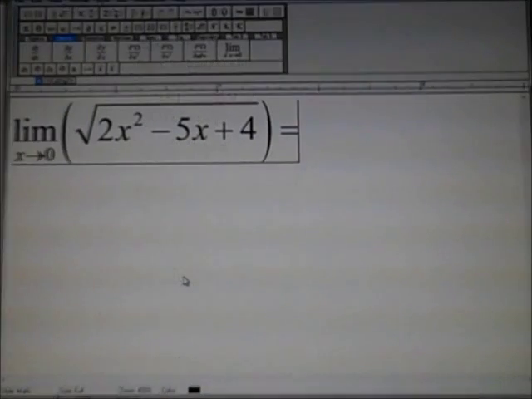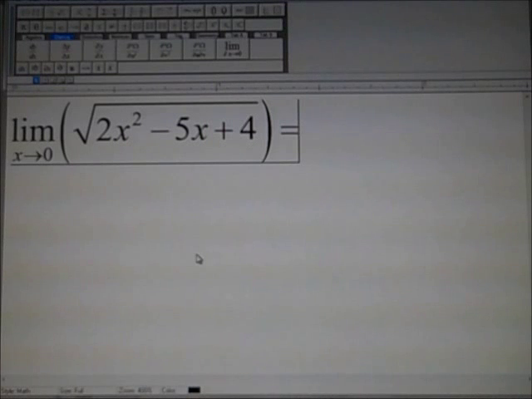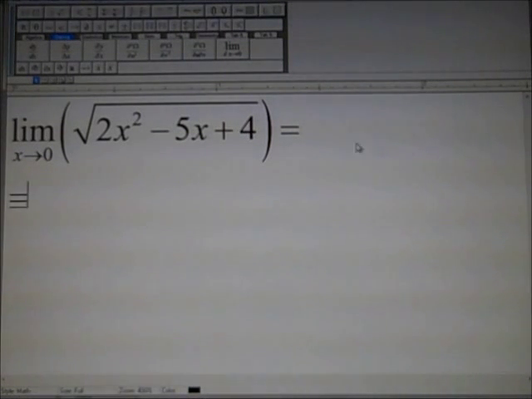Okay, now let's try the root one. So here I have the square root of 2x squared minus 5x plus 4, and I have x approaching 0. So what I can do with this is I can take that square root and put it on the outside.